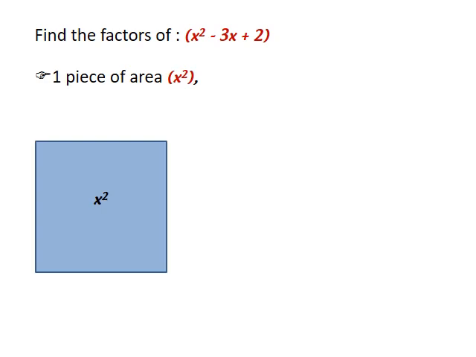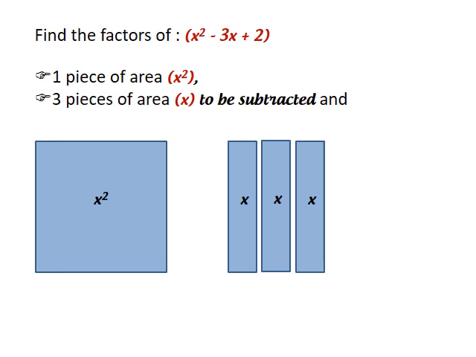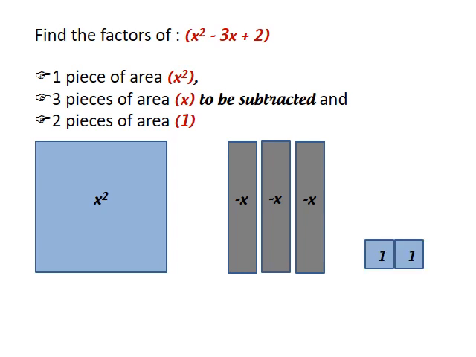So for this expression, you need one piece of area x squared. And what about the minus 3x? How many pieces of x do you need? You need 3 pieces of area x, and those need to be subtracted. So instead of x, we'll turn it over and make it minus x. So in the pieces that you have created, you can color the other side of the piece using some dark or black color, and then mark it as minus. So these pieces need to be removed from the area, and then we have 2 pieces of area 1.